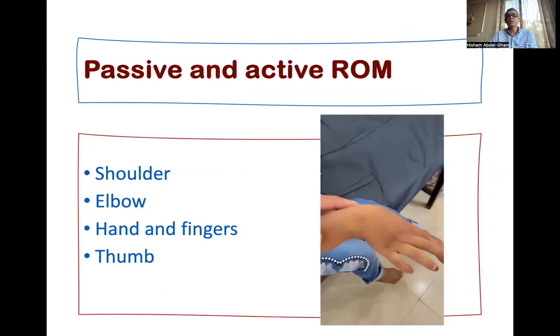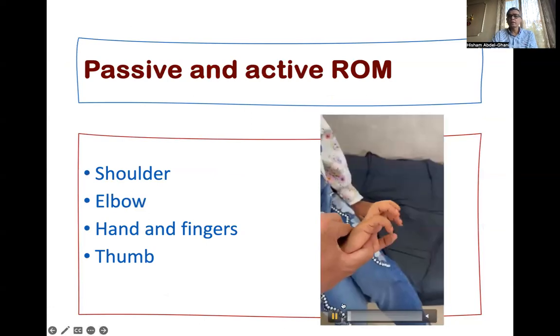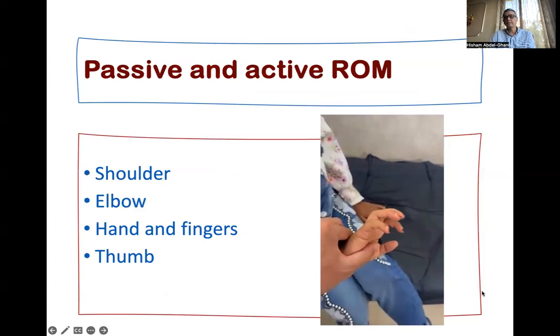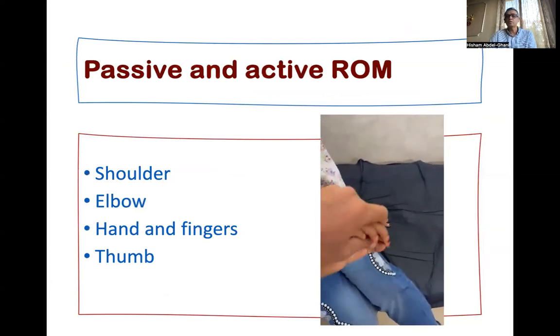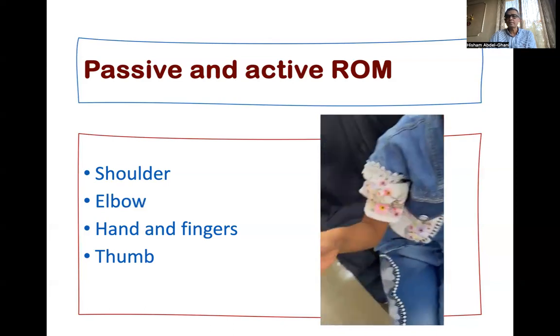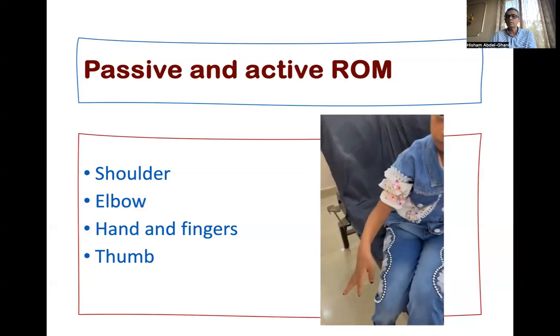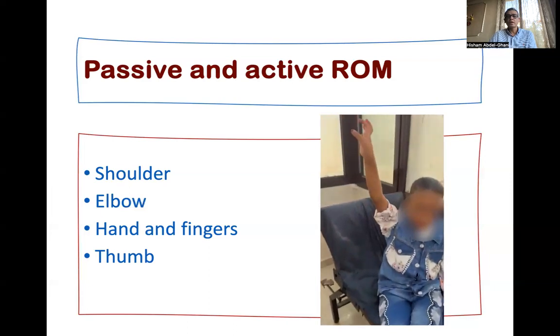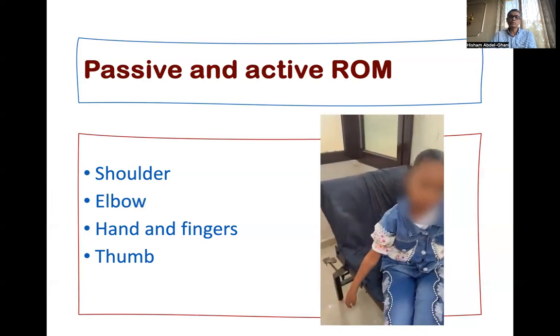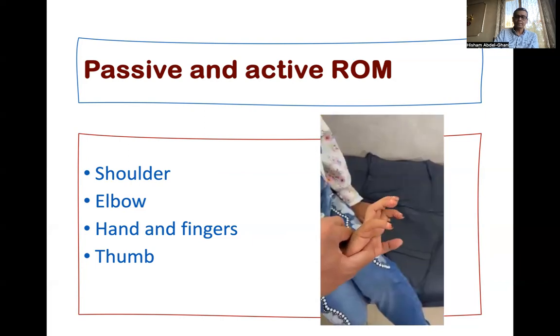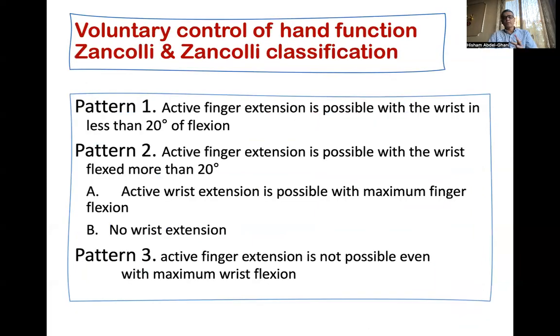The range of motion should include assessment of the shoulder, the elbow, hand and fingers, and thumb. Usually the most difficult topic is the hand assessment because the function of the fingers and the hand is integrated with the function and movement of the wrist. So we have to ask the patient to do an active range of motion and we assess the range of motion passively. There is a classification for the voluntary control of the hand.